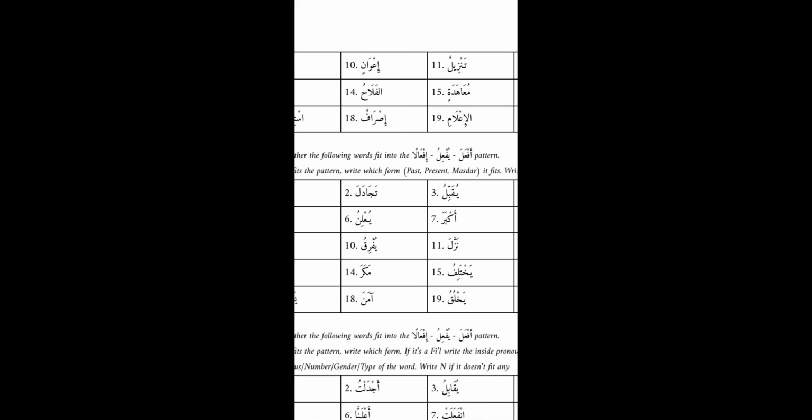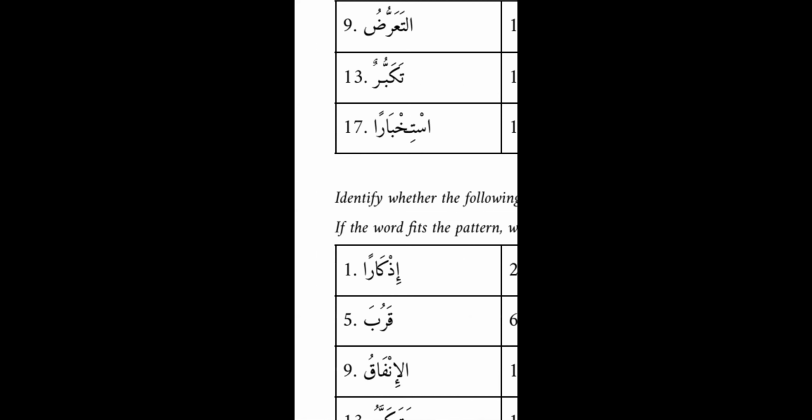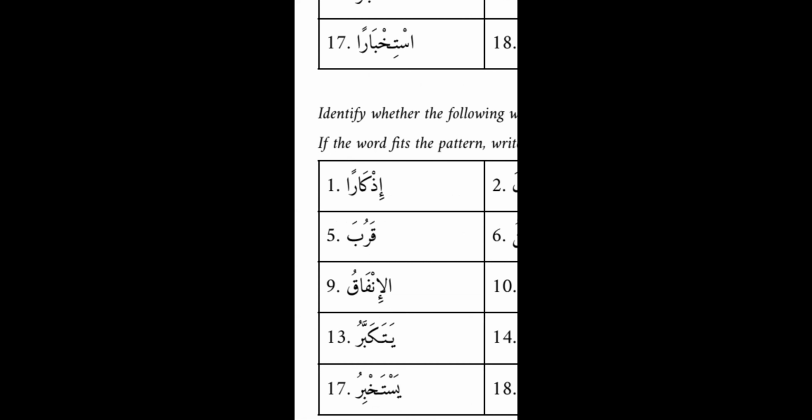Let's go next. Now we need to know if it's an ism or a fail, or a past tense or a present tense. Okay. Idkaron. So first of all, is it an ism or a fail? Is it a fail? Idkar. This word is a masdar, isn't it? So it's an ism. The biggest sign is the alif tanween. A fail can never have a tanween on it. Okay.